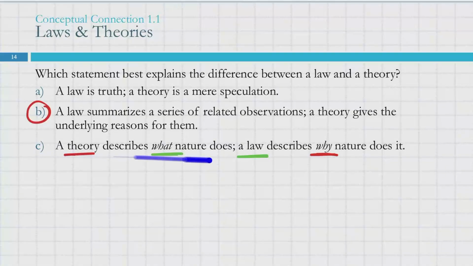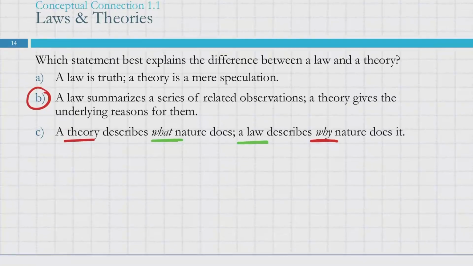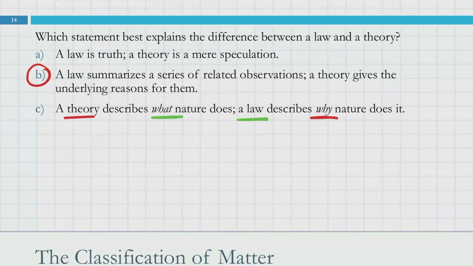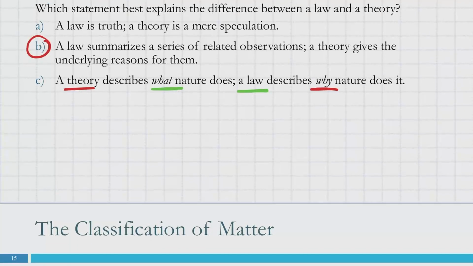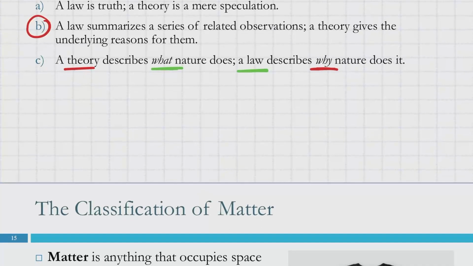So in C, we got them flipped, right? A theory describes why nature does something, and a law describes what nature does. So that's why you might have guessed C, but it is B. A law summarizes related observations, and our theory gives the reasons for those observations. Why did those observations happen? Why did what we saw happen? Okay.